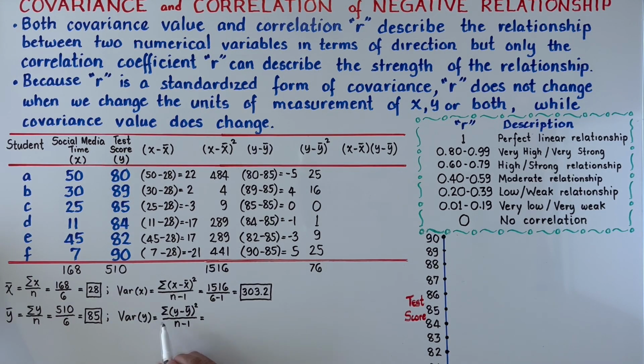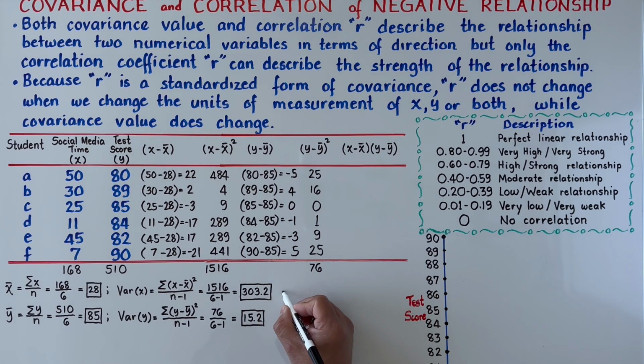So that's the sum of the square deviations of every y from its mean of the variable y, which is 76. And divided by 6 minus 1, we've got a value which is 15.2. So therefore, the variance of the variable y is 15.2. Now we can compute at this time the covariance of the two variables.